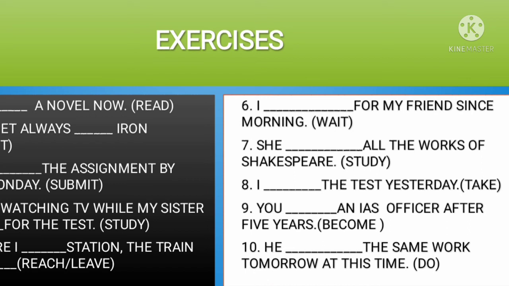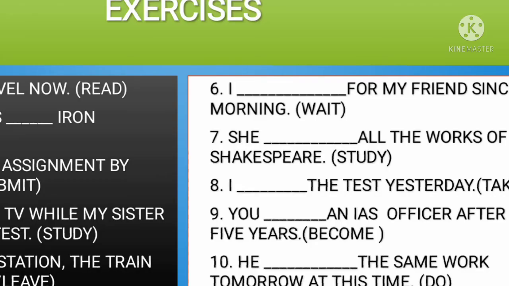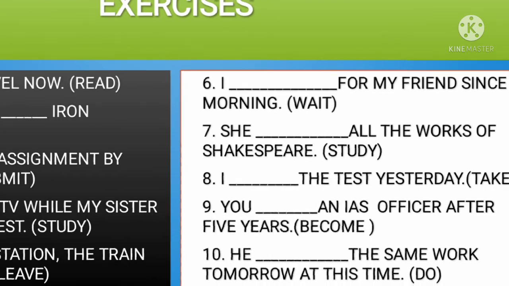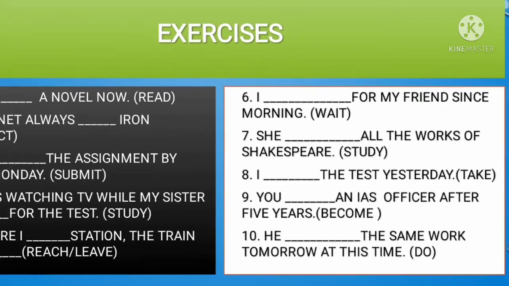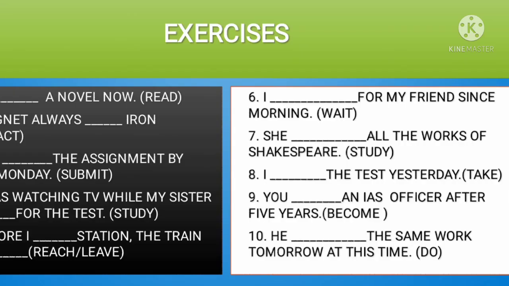Next: "I dash the test yesterday." So "yesterday" shows it is a past tense, and it shows a particular time also. So it is simple past: I took the test yesterday. "You dash an IAS officer after 5 years." It's showing very clearly a particular point of time in the future, so it is simple future. We use will plus V1. So: you will become an IAS officer after 5 years.